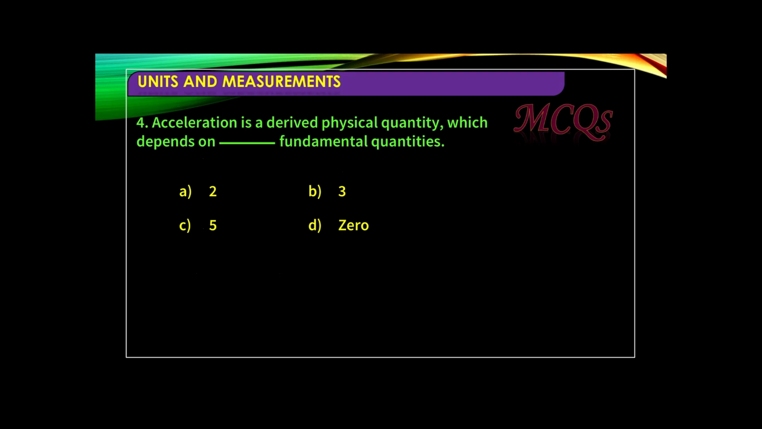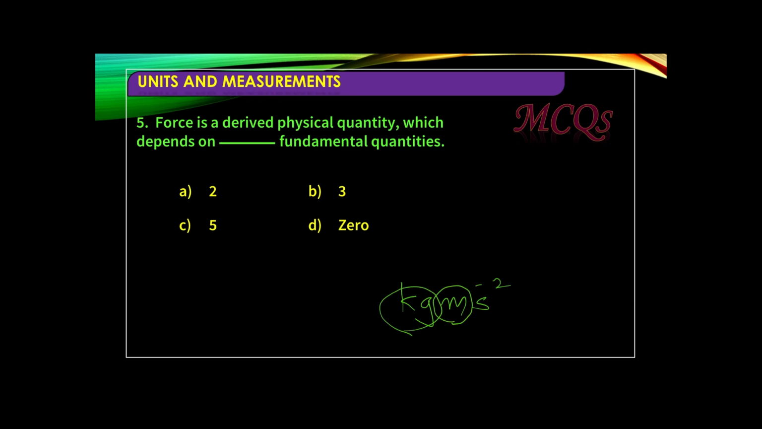Acceleration is a derived physical quantity, which depends on how many fundamental quantities? How do we do this? For this, you need to know the unit of acceleration. If you remember the unit of acceleration as m s^-2, it is a combination of meter and second. Meter, you remember, is distance. Second, you remember, is time. So it is a combo of how many quantities? 2. Force, which depends on how many fundamental quantities? You have to know the unit of force. If you remember, that is kg m s^-2. How many quantities? Mass, distance, which is in meter, time, which is in second.